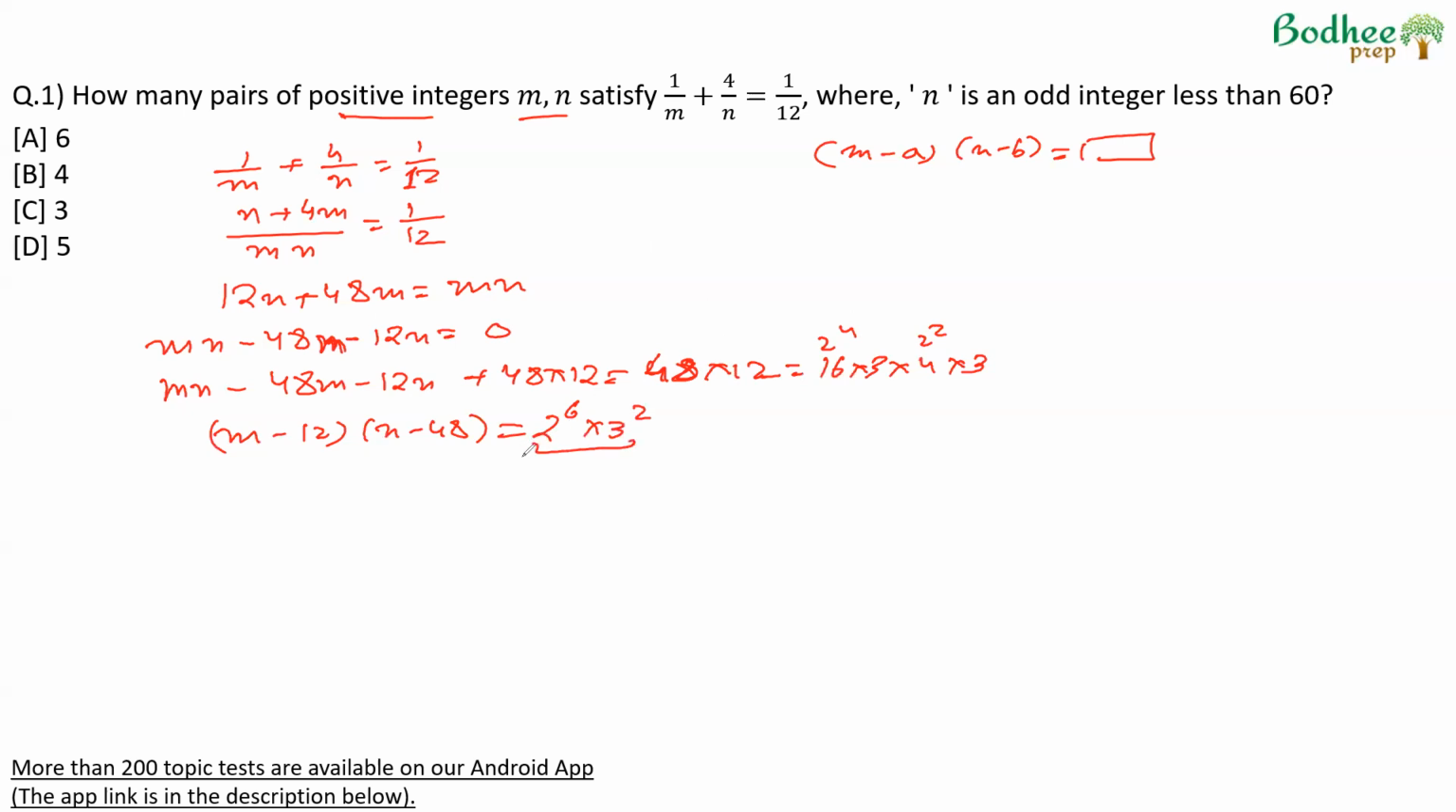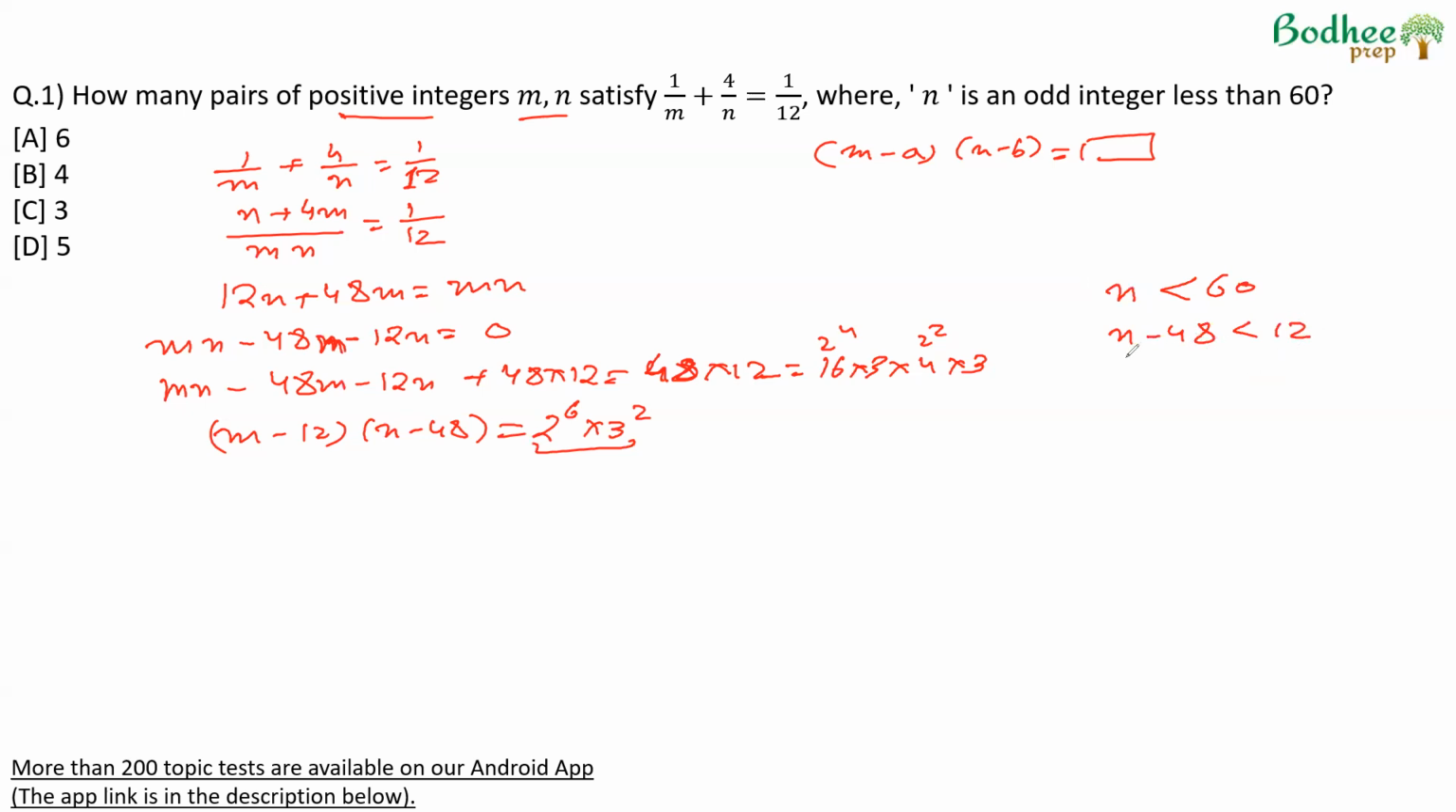Now, this number can be expressed as a product of two numbers in a certain number of ways. One will be attributed to m minus 12, the other to n minus 48. Any positive value this takes, we can see both n and m will be positive, because m minus 12 is equal to 1 will give us m is equal to 13. The constraint is n is an odd integer less than 60. So n is less than 60, n is odd. So we can say n minus 48 will be less than 12.